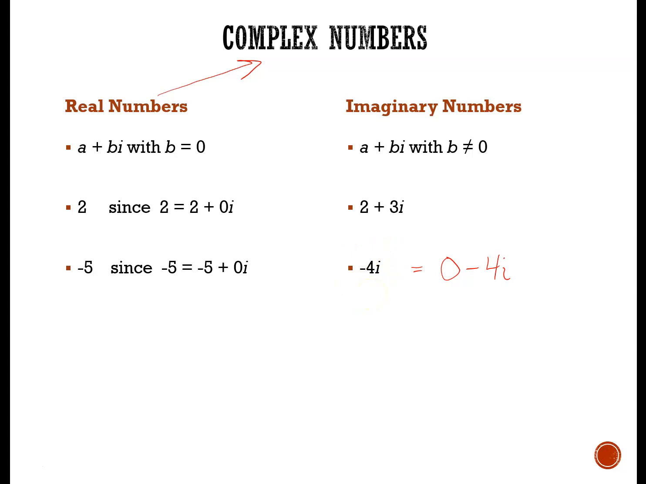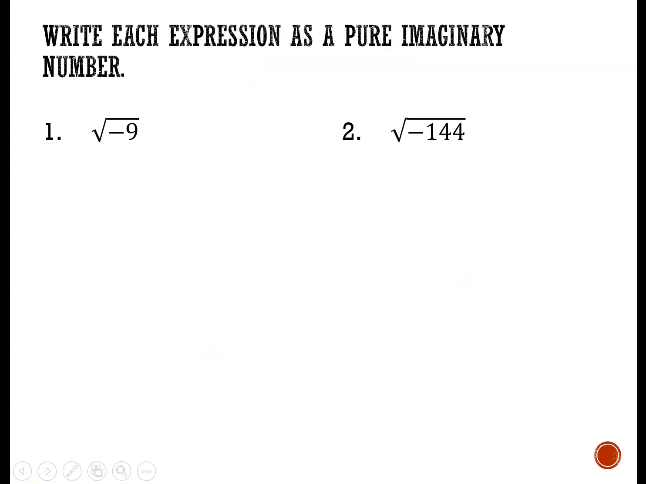So all of these numbers fit under the big title complex numbers. Now the main thing that we are going to focus on is how do we write the answer when we have a negative under a square root. So the instructions say write each expression as a pure imaginary number. Now I'm going to want you to be able to just look at the square root of -9 and say, okay, the answer is 3i. But before we go straight to that, let me just go ahead and kind of show you why it works that way.